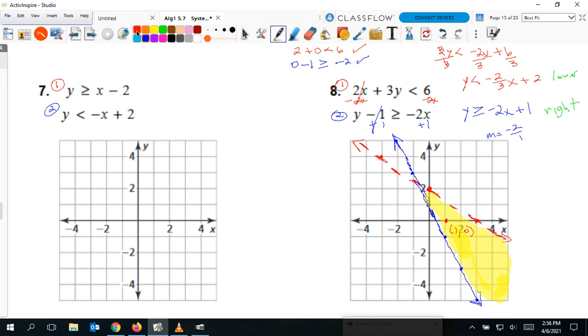And so when I graph my first one, we're going to start with negative 2. So negative 2 is down here. Won't make that mistake again. And our slope is 1. So m equals 1 over 1. So up 1, right 1. Up 1, right 1. And we go down 1 and left 1.